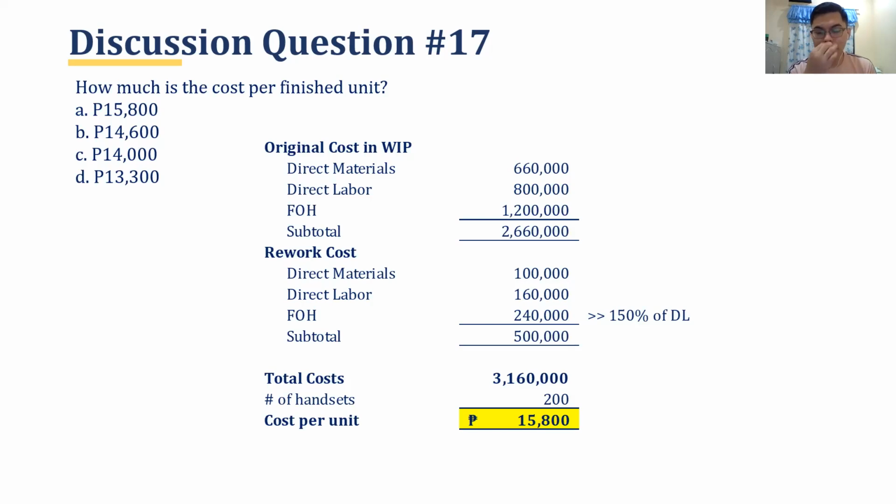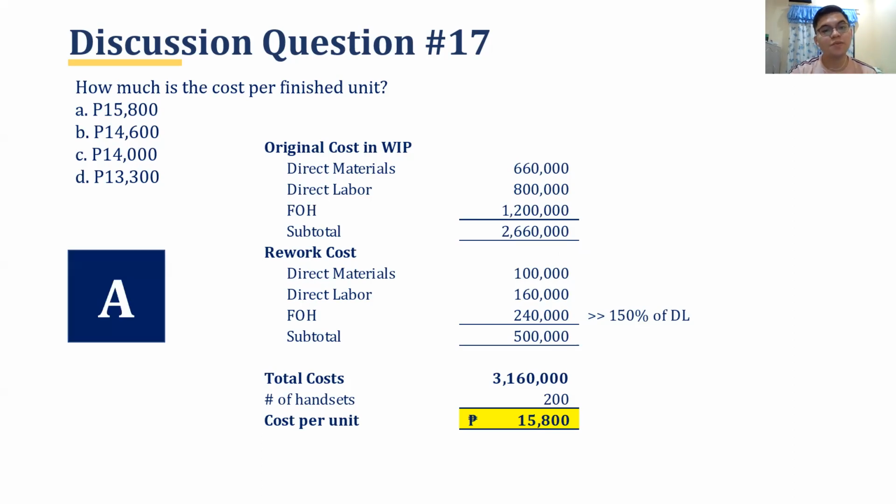So with that, ito, 660 plus yung 500,000 na cost of rework. So yung total cost to manufacture job order 2090 is equal to 3,160,000. So divide mo lang siya with 200 units of handsets. So yung cost per unit mo ay letter A. That's 15,800 pesos. Yan, tapos na yung phone mo. Okay.